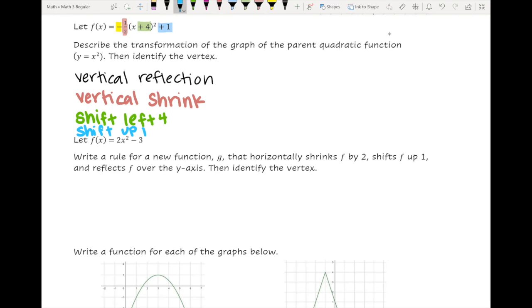Then identify the vertex. Okay, the reflection and the shrink, those don't affect the vertex. It is the translation shifting. Usually your vertex is at 0, 0 on the parent function. So these shifts went left 4, up 1. So left 1, 2, 3, 4, up 1. Our new vertex is at -4, 1.